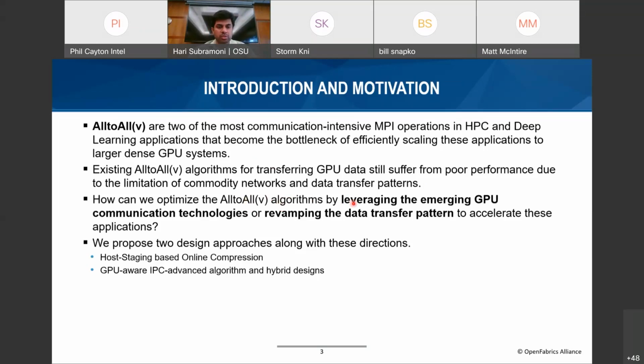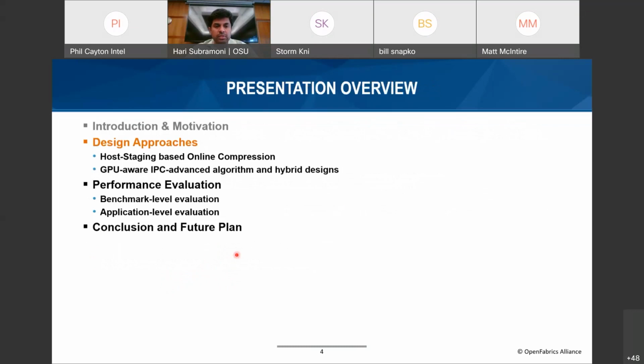And as part of the proposed work, we are highlighting two different designs here. One is using a novel technique called on-the-fly compression. The other is a more traditional approach where we try to use advanced IPC-based, that is inter-process communication based algorithms. And we'll show the benefits that you get with both of these designs. So let me go into the first design, the one that uses online compression.